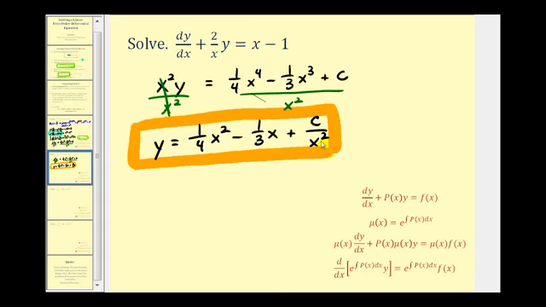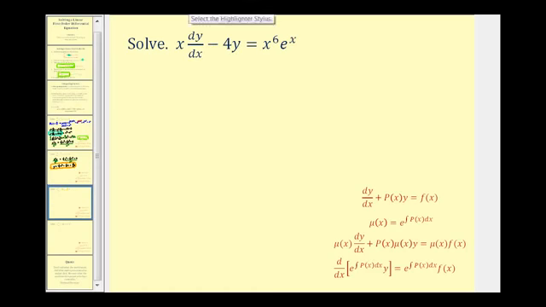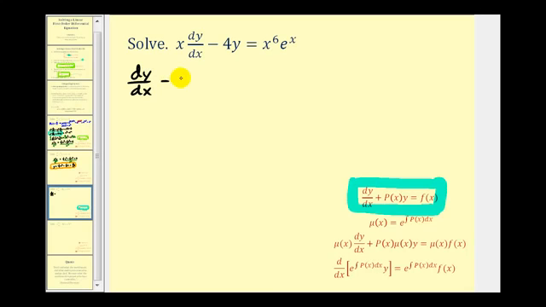Let's take a look at a second example. So the first step again is to make sure that this linear first order differential equation fits this form here. Notice how we just had dy dx here, and we have x times dy dx. So our first step is going to be to divide everything by x. So we'd have dy dx minus 4 divided by x times y equals x to the fifth e to the x. Again, we divided everything by x.